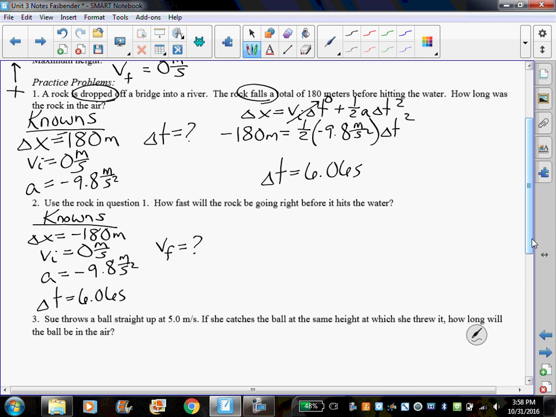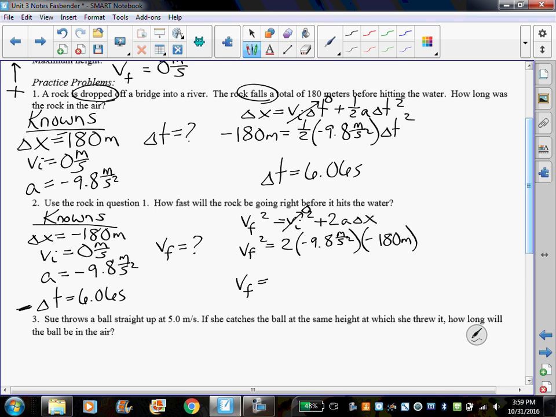Now, looking at this, especially if we didn't know the answer to part A, I would probably use vf squared equals vi squared plus 2a delta x in order to solve. So our final velocity squared equals, well, the initial velocity was 0, so that goes away, times 2 times negative 9.8 meters per second squared times negative 180 meters. And so when you do the math, you end up getting a final velocity of 59.4 meters per second.